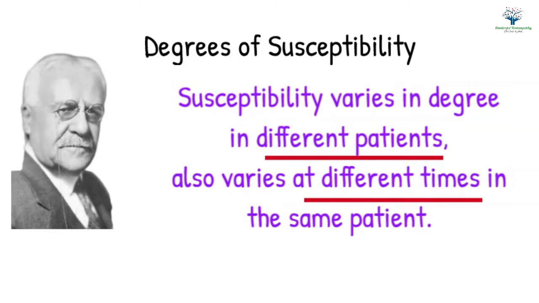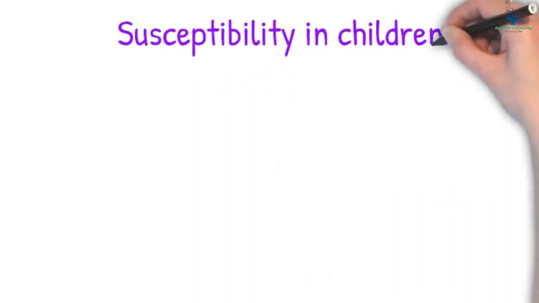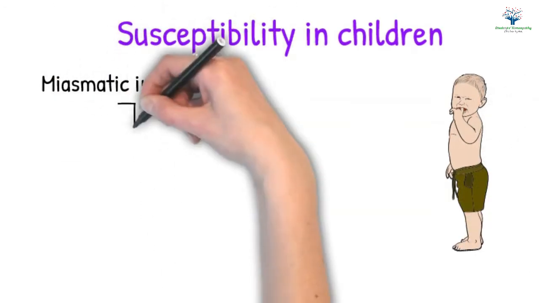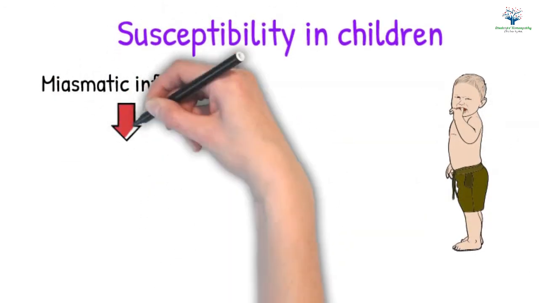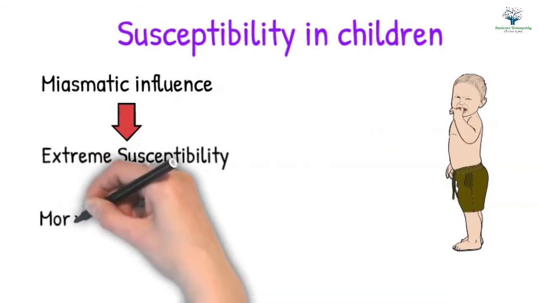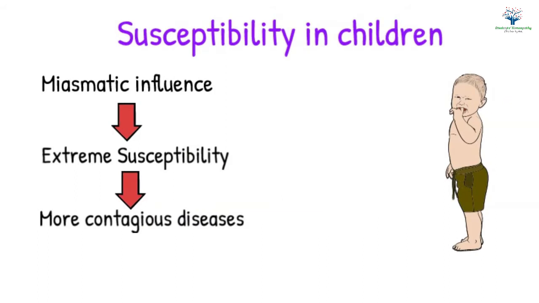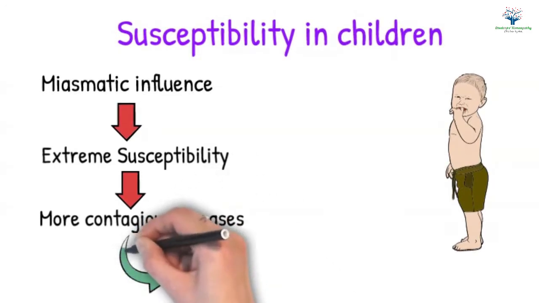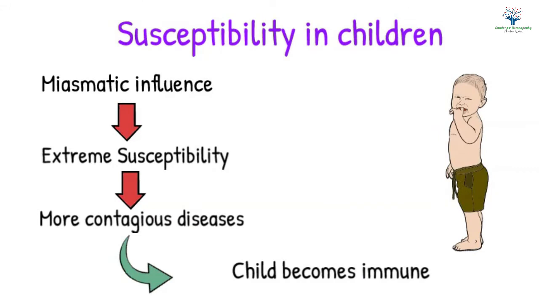Next, susceptibility in children. He tells that the miasmatic influence or miasmatic deficiency is more in childhood, so the susceptibility is more or extreme in childhood. And due to this attractive force of susceptibility, we observe a greater number of contagious diseases in children. The attractive force of susceptibility attracts the disease on the same plane of vibration, which corrects the miasmatic deficiency, and the child becomes immune to future attacks of the same condition.